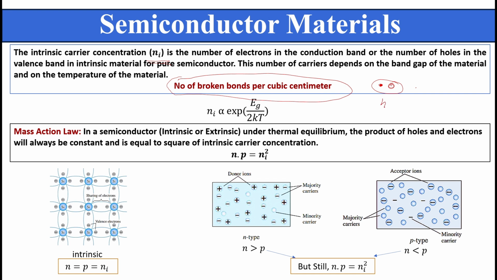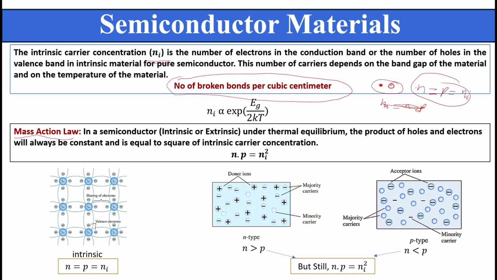Ni will be the product of what? N into P. Now what happens? N is equal to P is equal to what? It becomes Ni, because the number of broken bonds is equal to the number of electrons and the number of holes, in the case of an intrinsic semiconductor material. But in the case of an extrinsic semiconductor material, the number of electrons and holes is not equal, but still it follows the mass action law. Whether it is extrinsic or intrinsic, it always follows the mass action law.